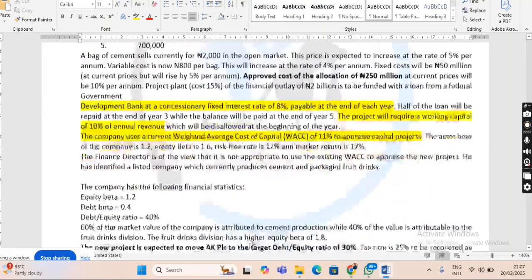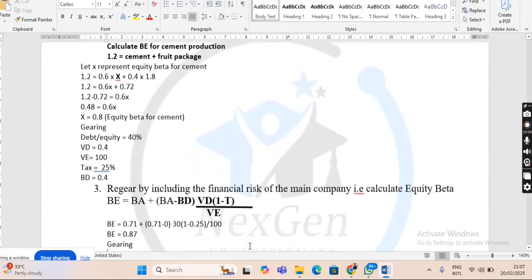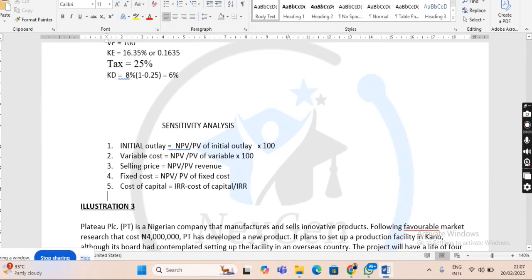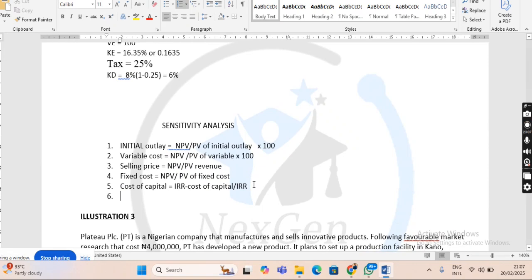And that is the whole lot going behind everything under sensitivity analysis: calculate it and interpret. This cost of capital here is the weighted average cost of capital. When I said it is cost of capital, we should know that cost of capital is equity and debt. It is the weighted average cost of capital.